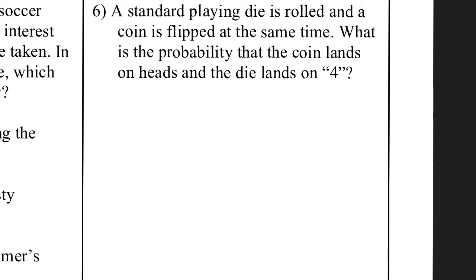All right, for number 6, we're told compound events here. We're rolling a die and flipping a coin at the same time. And we want to know what's the probability of getting heads and the die landing on a 4. So we're going to find the probability of each.